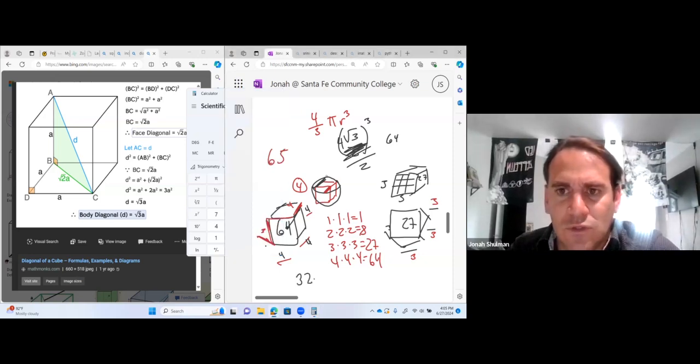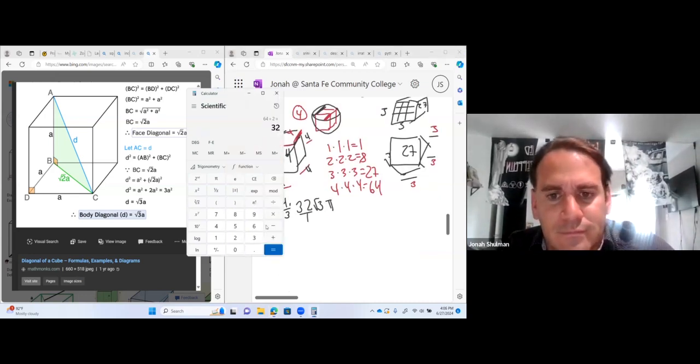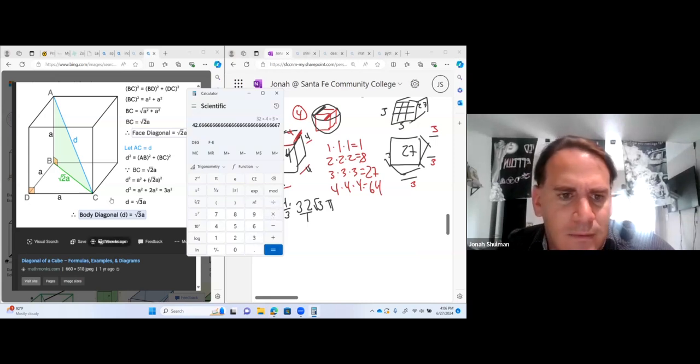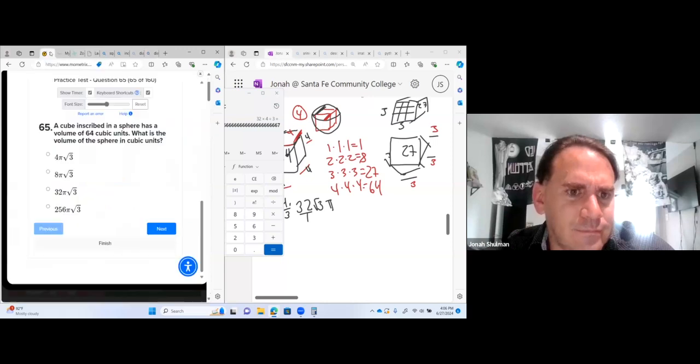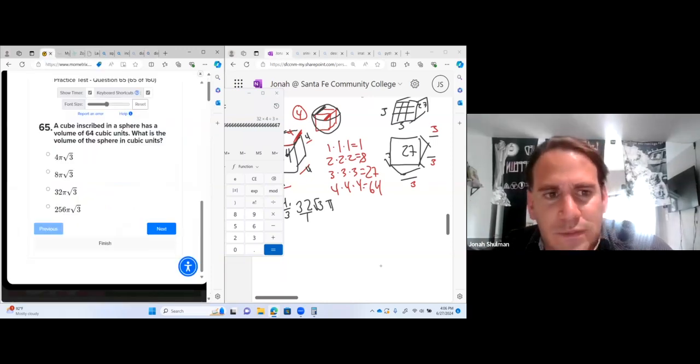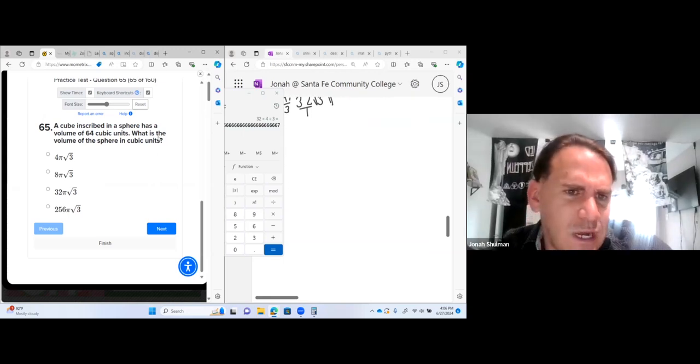So I have 32 square root of 3 times pi times 4/3. So basically, this is just 32 times 4 divided by 3. All right, well, I got 42.6 something. Not a choice. Not a choice. Not a choice. So a cube inscribed in a sphere has a volume of 64 cubic inches.